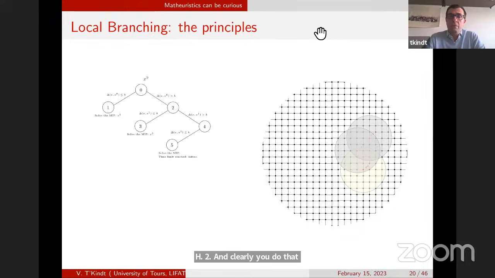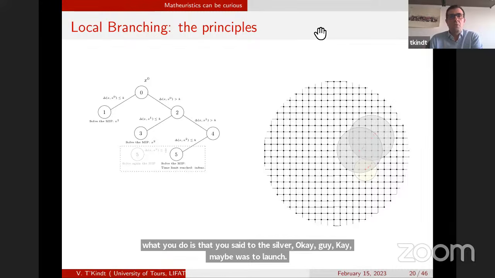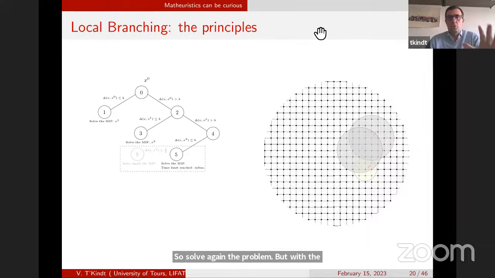But it may happen that at some point when you solve the IP, you reach your time limit and you don't get a solution. The solver says it hasn't found a solution in this yellow neighborhood. So what you do is you say to the solver, okay, K maybe was too large, so solve the problem again, but with the value K/2. You decrease the size of the neighborhood and you restart the solution in this smaller yellow area.